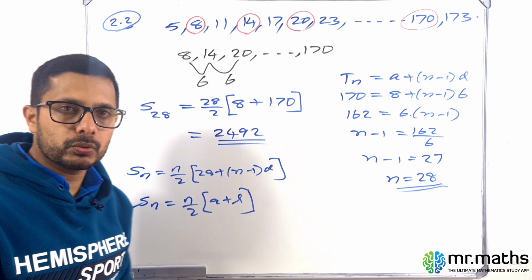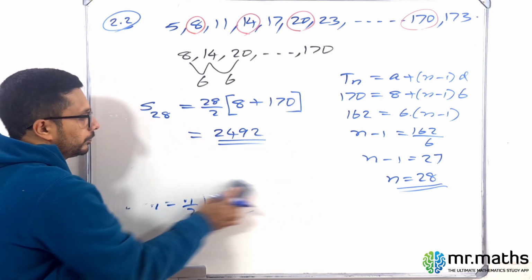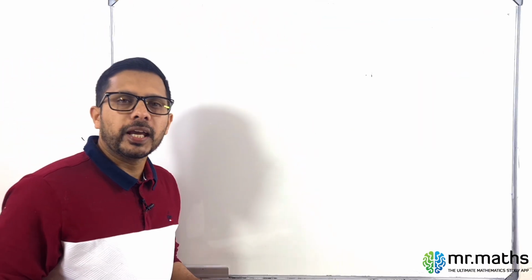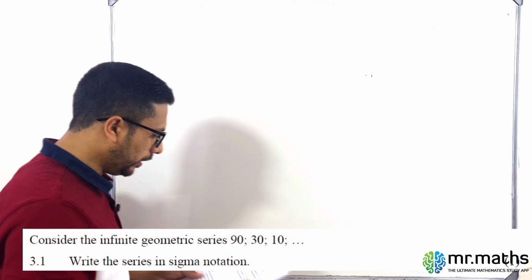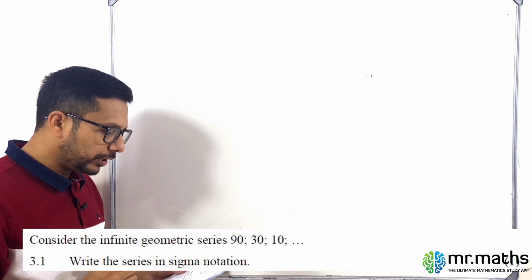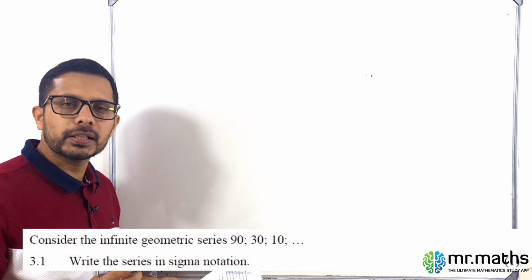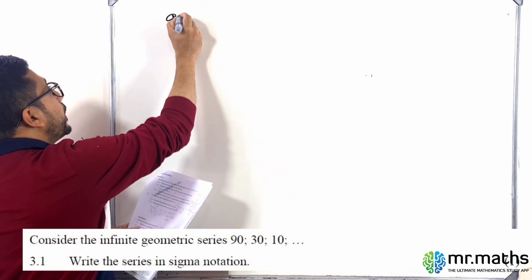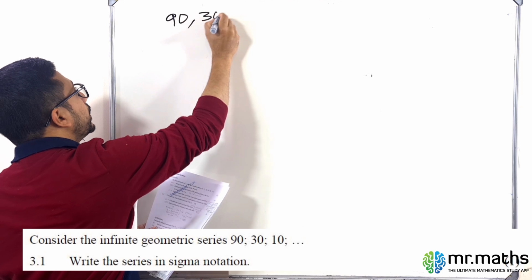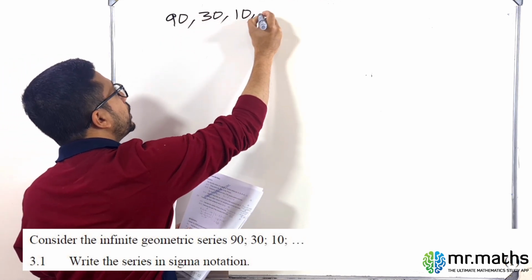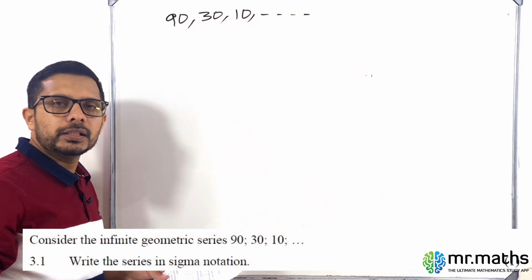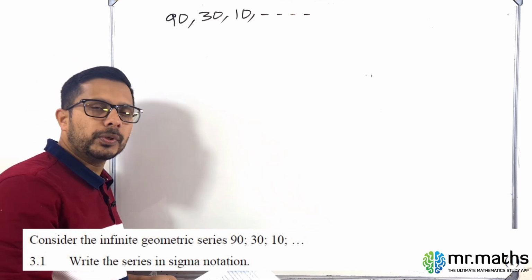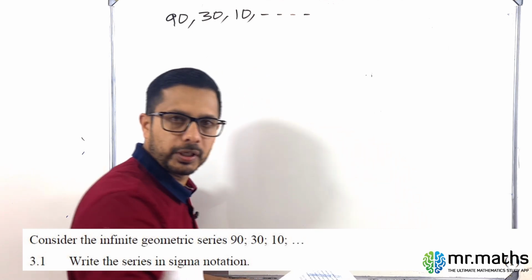Now let's move to the next question, question number 3, 3.1. Consider the infinite geometric series. So there is an infinite geometric series given. What is the series? 90, 30, 10, etc. They are saying that this one is an infinite geometric series. If it is a geometric series, definitely you can find a common ratio, am I right?